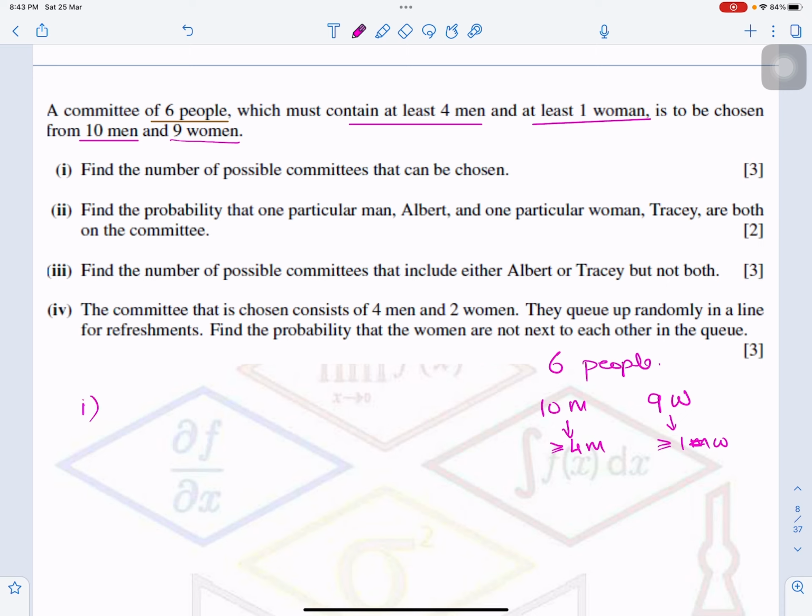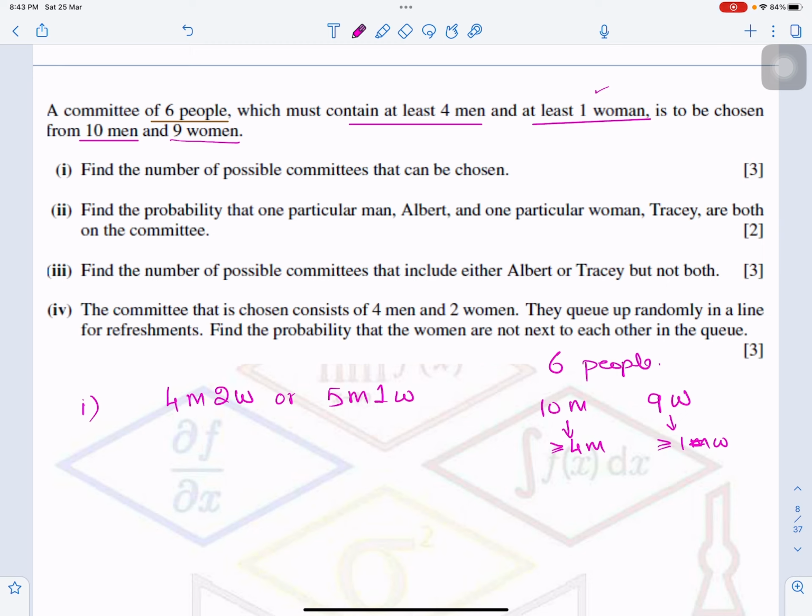Find the number of possible committees that can be made. Now this is a straightaway question, very straightforward. Because I have to select 6 people, one possibility is that I have 4 men and 2 women. Or I have 5 men and 1 woman. Now I cannot take 6 men and 0 women because at least 1 woman must be there and at least 4 men must be there. So this is the only possibility.